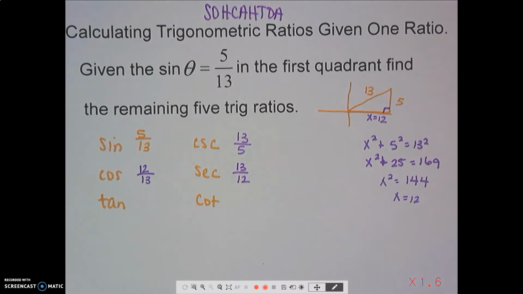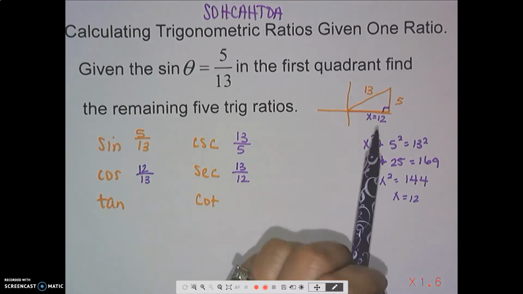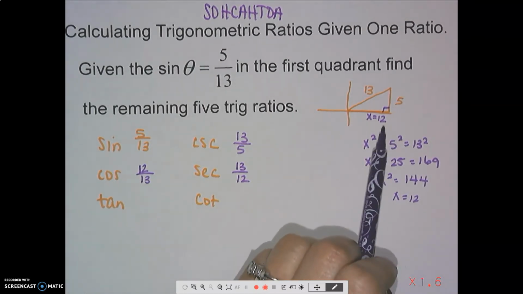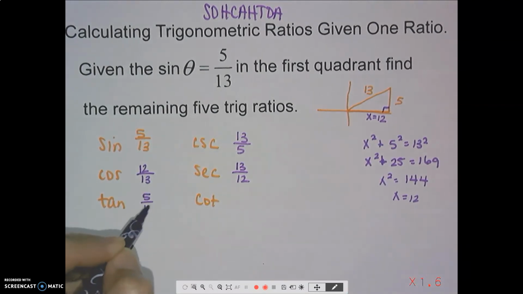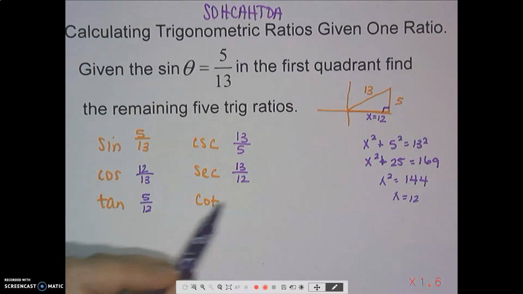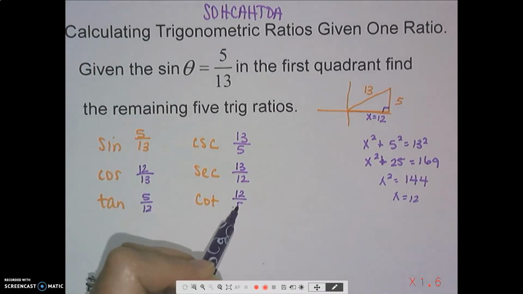When you are not on the unit circle, it's best to use SOHCAHTOA. So tangent is opposite over adjacent. That would be 5/12. And cotangent then is just the reciprocal of that, 12/5.